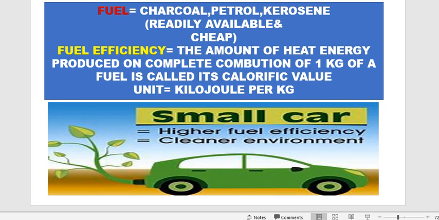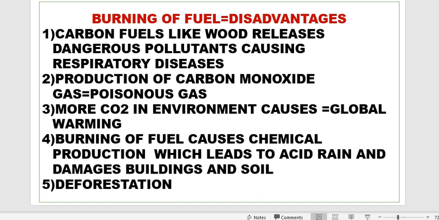Here they took the 1 kilogram quantity, and based on this quantity only they have given the unit, that is kilojoule per kg. So whenever you are mentioning this fuel efficiency for any substance, you have to mention it with kilojoule per kg. A short form is also there, so just keep it in mind and try to go through the book's explanation, your textbook term explanation also.